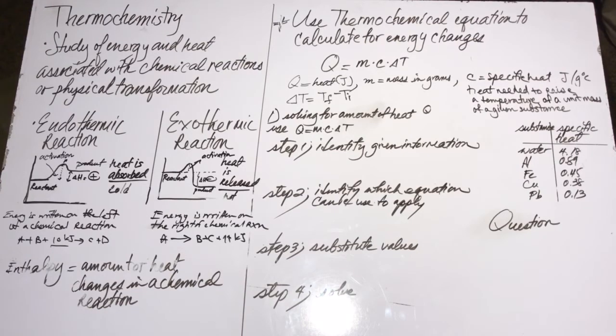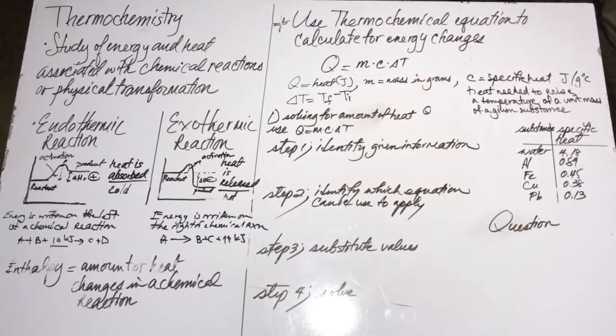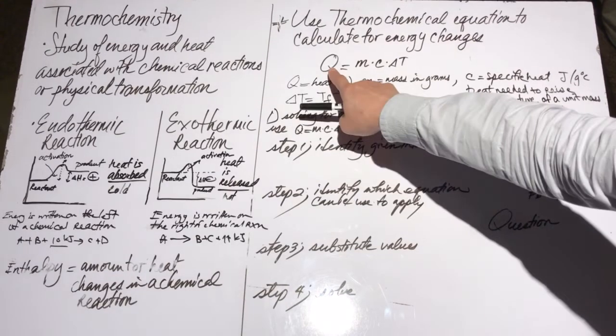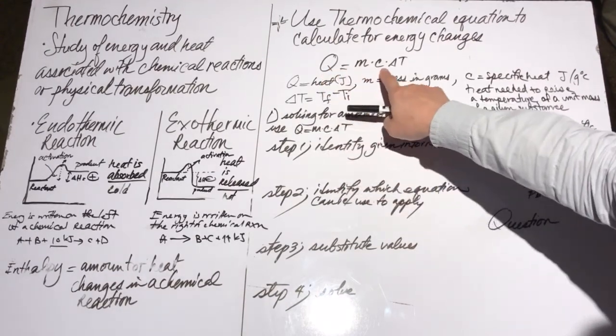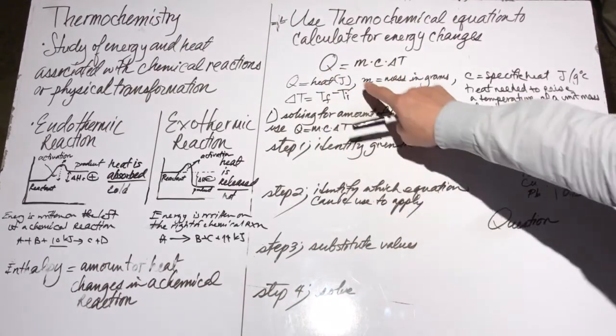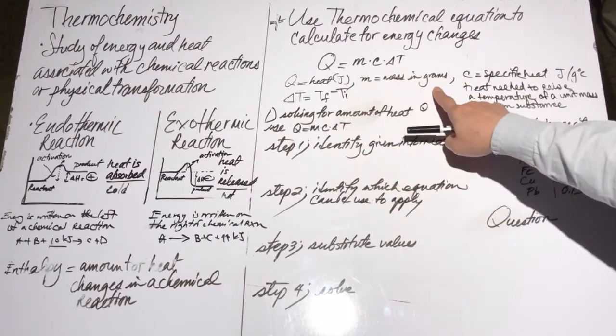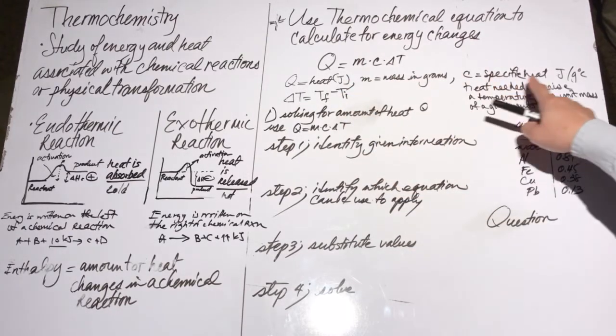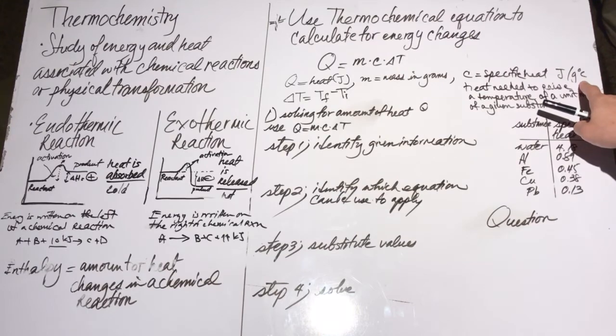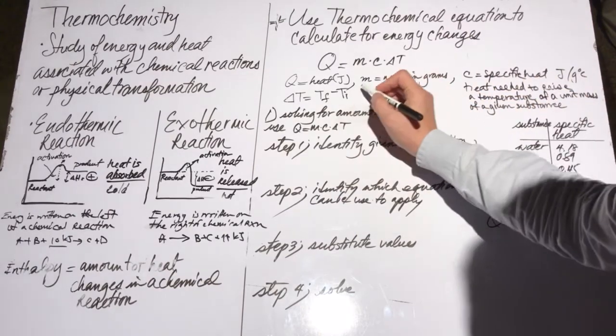Now we're gonna accelerate the lessons to go more on the thermochemical equation, which is the equation that can be used to calculate the energy change. So the equation is Q equals mc delta T. Q is heat, unit is in joules only, mass is in grams, specific heat is in joules per gram Celsius, and the temperature has to be in Celsius.